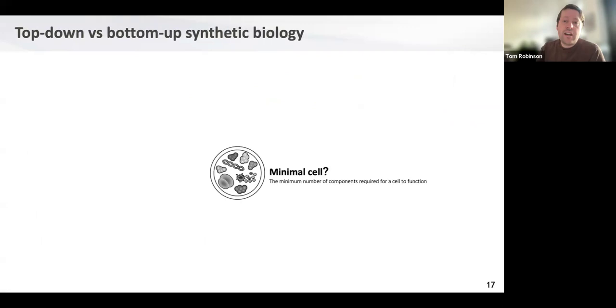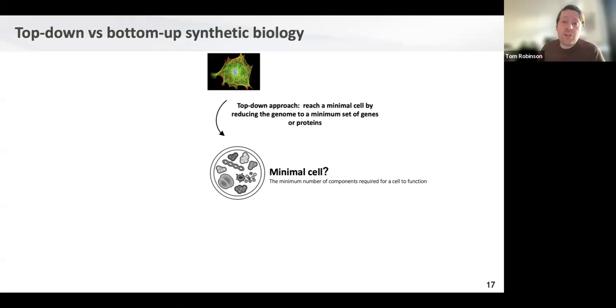So this is just one slide on what minimal cells are. For those of you who don't know, a minimal cell is defined as the minimum number of components required for a cell to function. And the way that traditionally this has been attempted or achieved is to take the top-down approach of synthetic biology, where you take an existing organism and you reduce its genome down to a minimum set of genes or proteins. And we are all aware of the success of the Craig Venter Institute in achieving lots of gains in this top-down approach. But there are still lots of genes whose function is not known, so there are still a lot of open questions about how these things work.